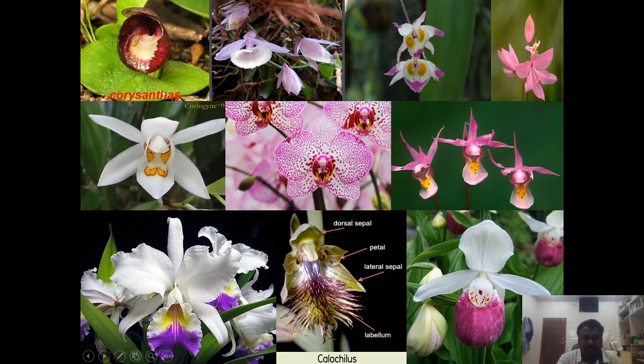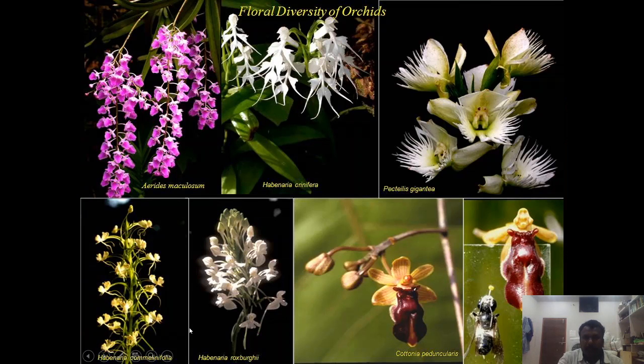Now you can see the shape of the lip or labellum. This is lip, and this is lip, and this is lip. You can clearly observe the shape of the third odd petal or tepal is different in size, shape and color. Now these are other pictures of Orchidaceae showing the labellum.